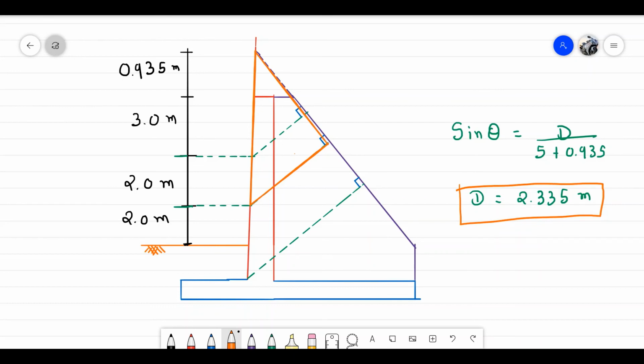Right? 2.335 meter. Okay, now we have to find the 80 mm cover. So 2.335 minus 0.08 is equal to 2.255. 2.255. These are the depths, right?